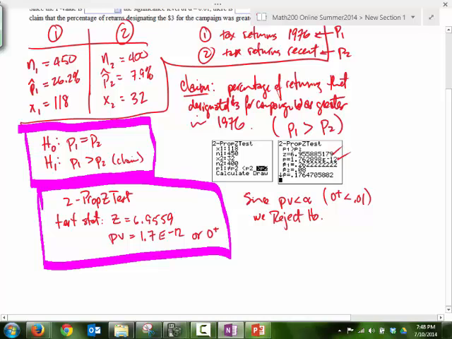And then we want to write our, this is the very last part, and it's really the most important part: to convey your findings to non-statisticians, so write it in non-technical terms.